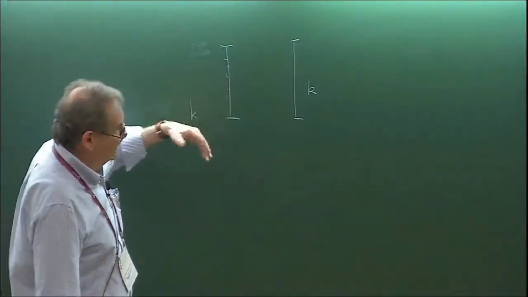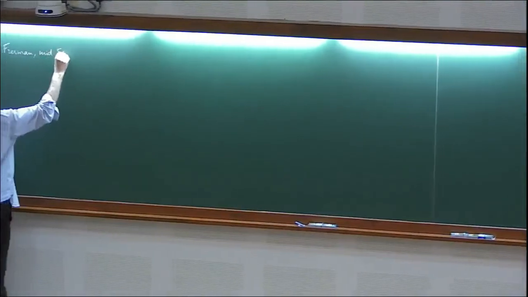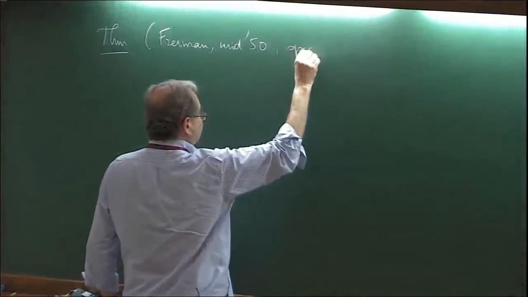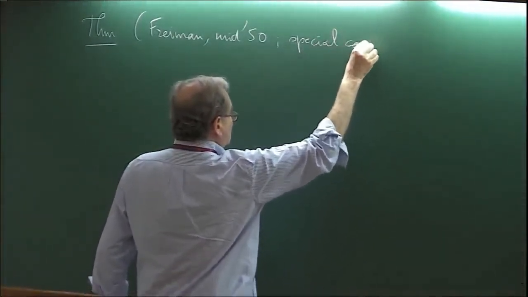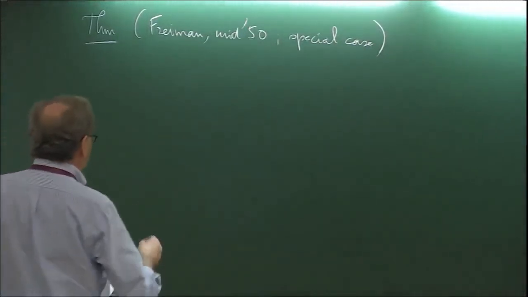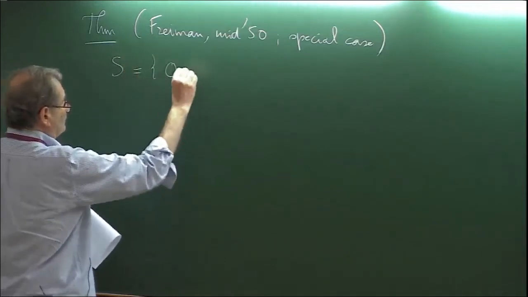So you will have, I will now write them together, those two elements, those two theorems, and we'll write it like that. So it is a theorem, let us say, Freiman in the mid-50s, and what I'm looking at is a special case. Okay. So it is the following. You take two sets. One set is S. So S is, well, you put 0.